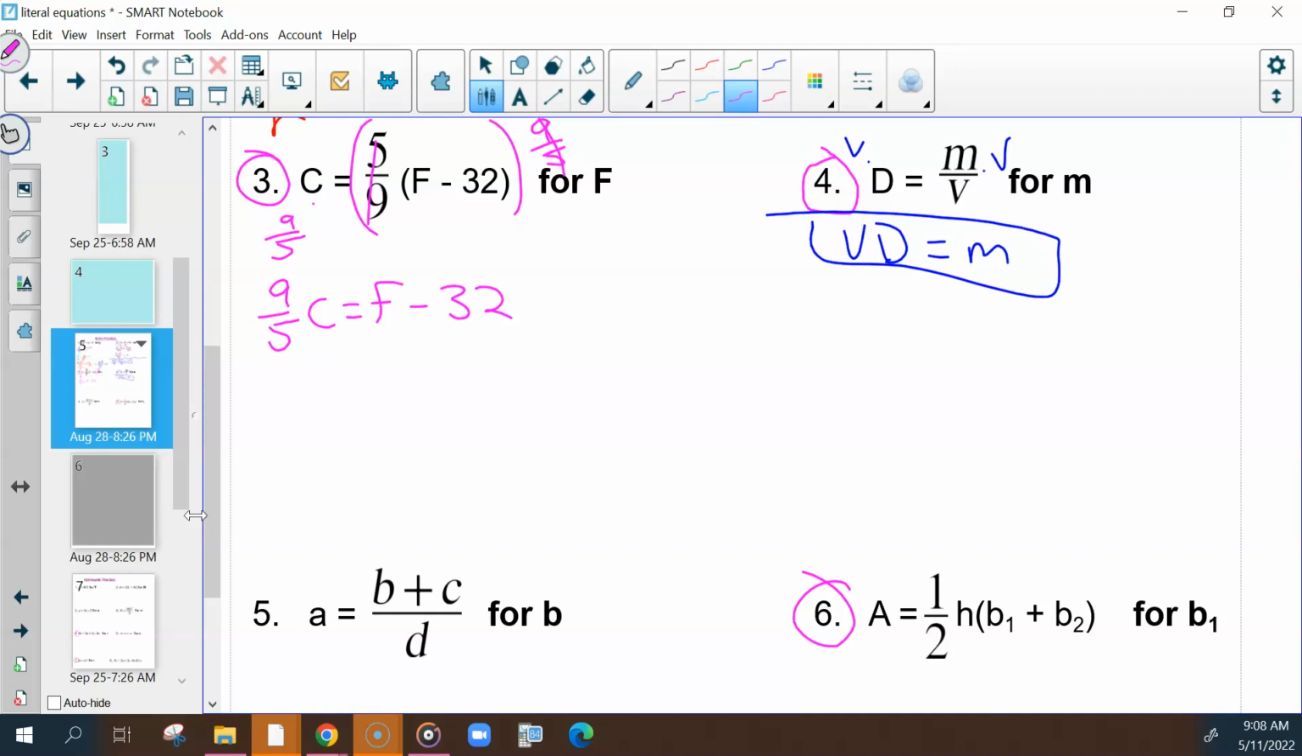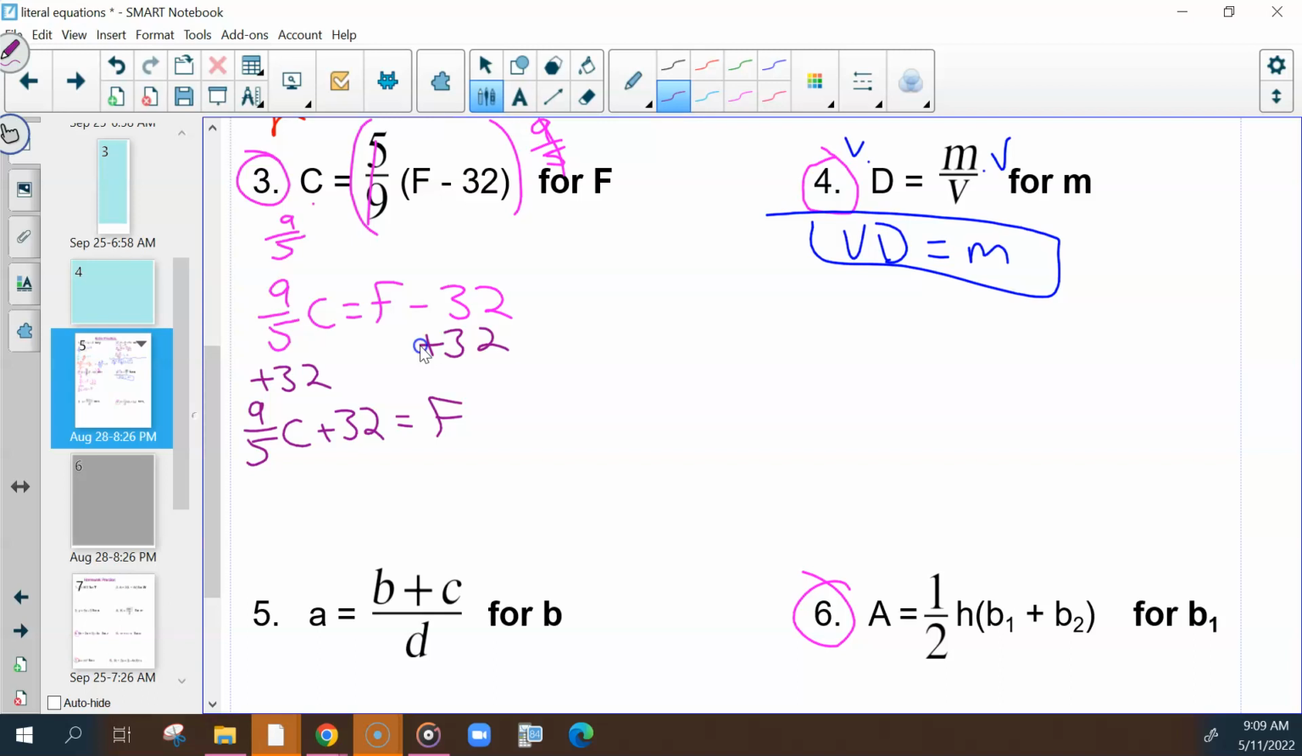To solve this for f, we would need to do what? Add 32. These are not like terms, so you have 9 over 5c plus 32 equals f. Now, if you did it the other way where you distributed first, you'd have a fraction in front of f. You would need to get rid of the constant and then multiply by a reciprocal to get f at the end. So basically, same steps either way. It's just the order in which you choose to do them.